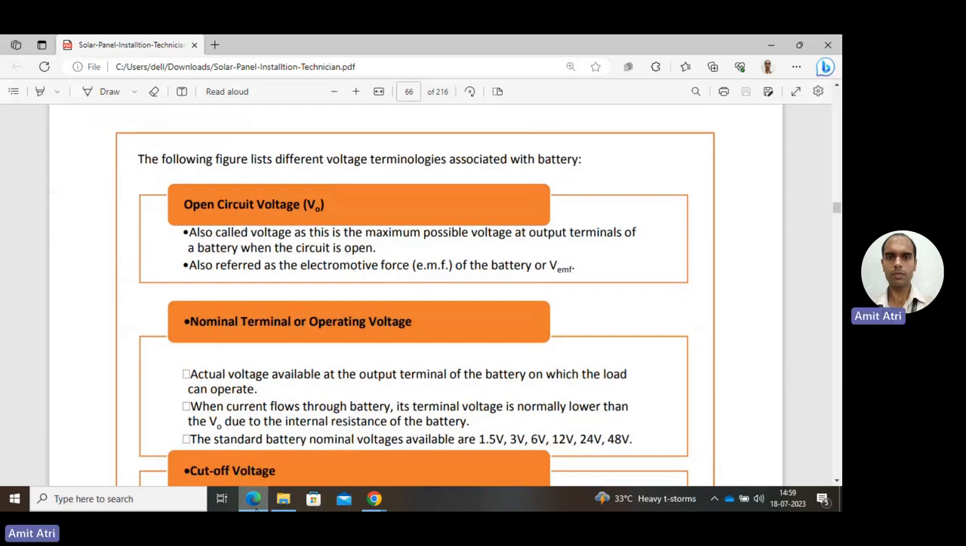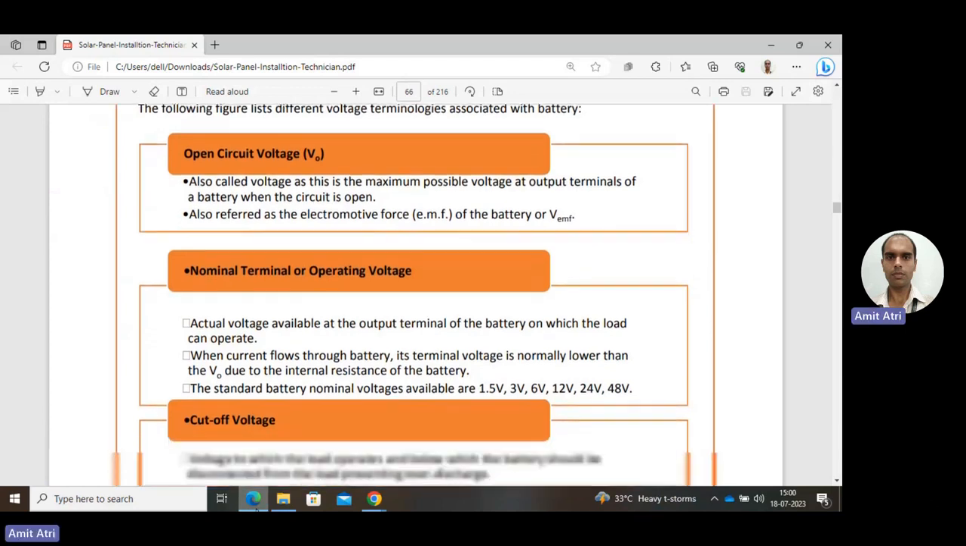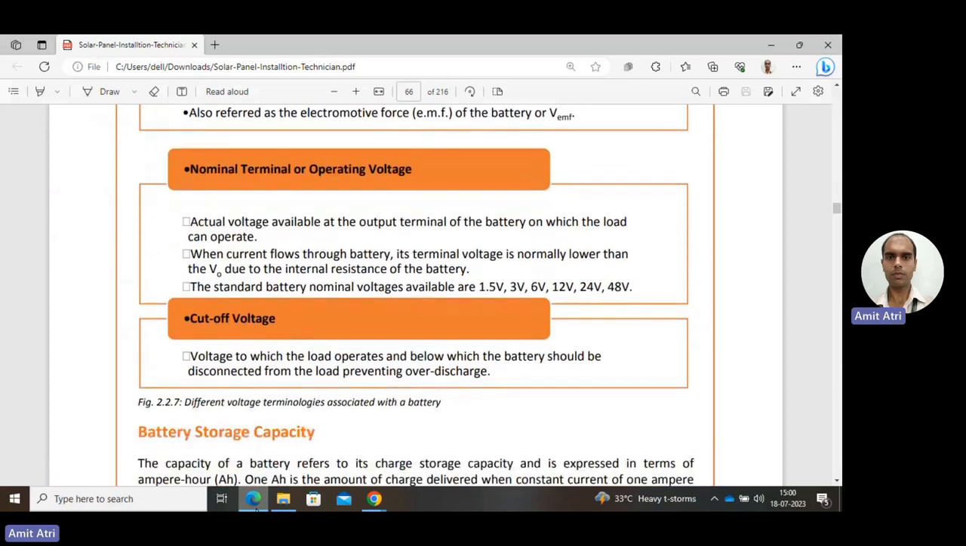Now operating voltage. In the first case, that was open circuit voltage when no load was connected. In case of operating voltage, we connect the load, then we measure the voltage. Usually there is a very slight decrease, meaning the operating voltage is less than the open circuit voltage. This could be 1.5 volt for a small cell, 3 volt, 6 volt, 12 volt, 24 volt, 48 volt. So normally up to this operating voltage, the batteries are available.